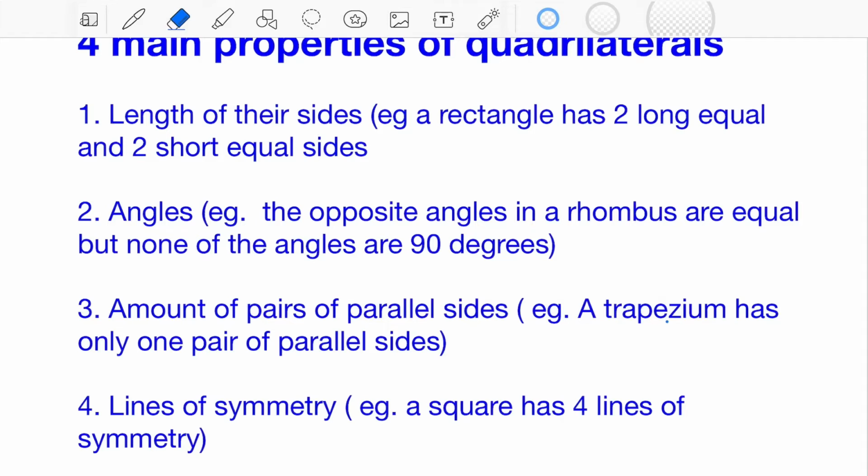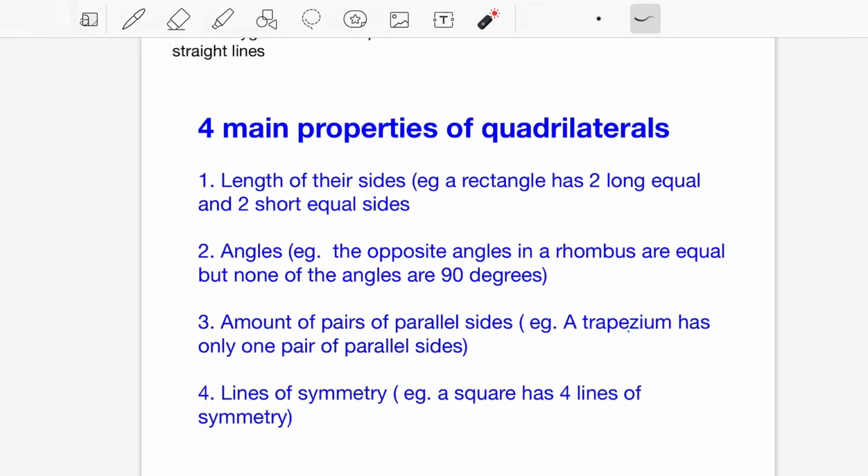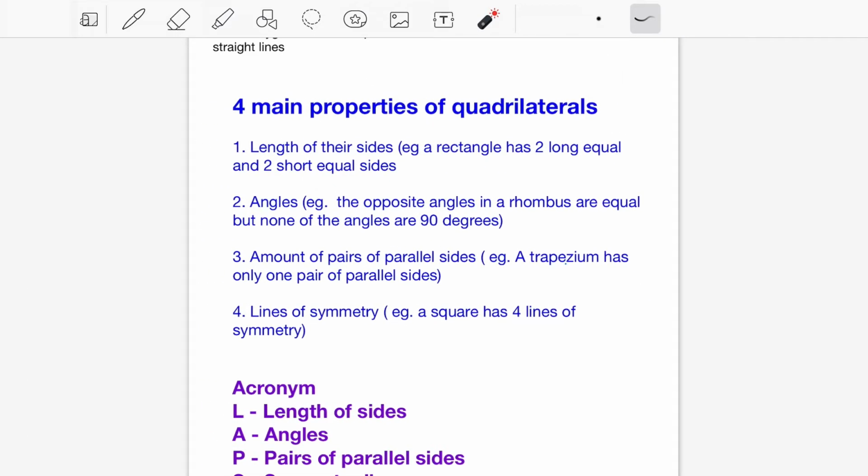And lastly, lines of symmetry. If lines of symmetry is new to you, please see our video on lines of symmetry before you continue this video. So we have an example. A square has 4 lines of symmetry. Here we have an acronym for the 4 properties: LAPS. This may be an easy way for persons to remember the properties.